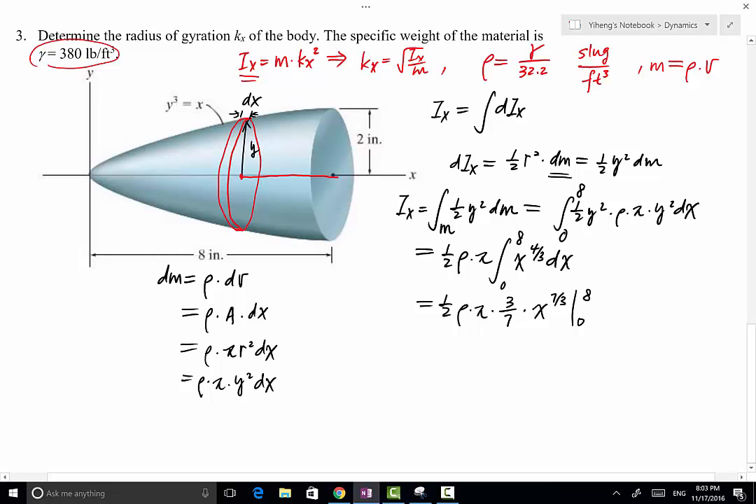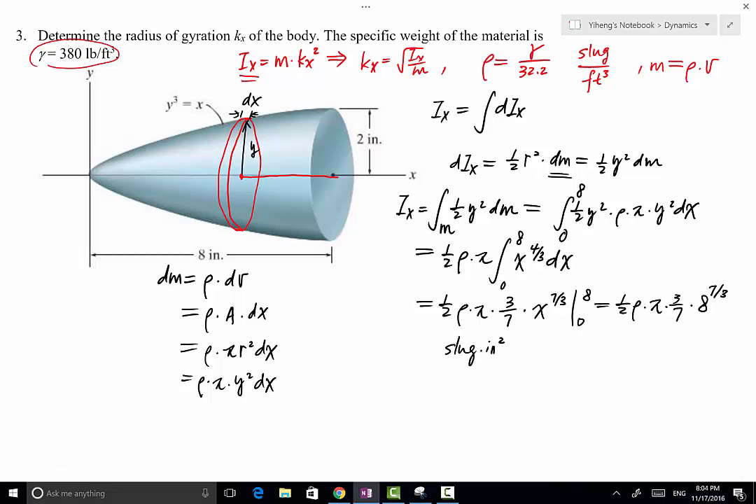Therefore, this equals 1/2 rho times pi times 3/7 times 8 raised to the 7/3 power. At this point, if you are curious what the unit of this would be, it will be slug inch squared. It's mass times length squared. The unit at this point does not matter as long as we are consistent.